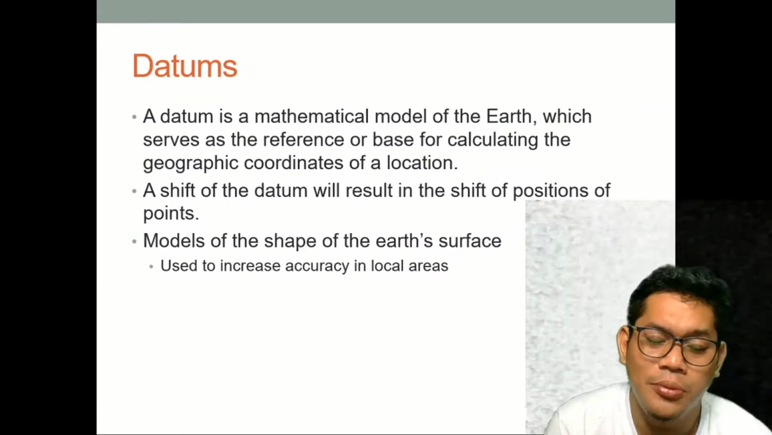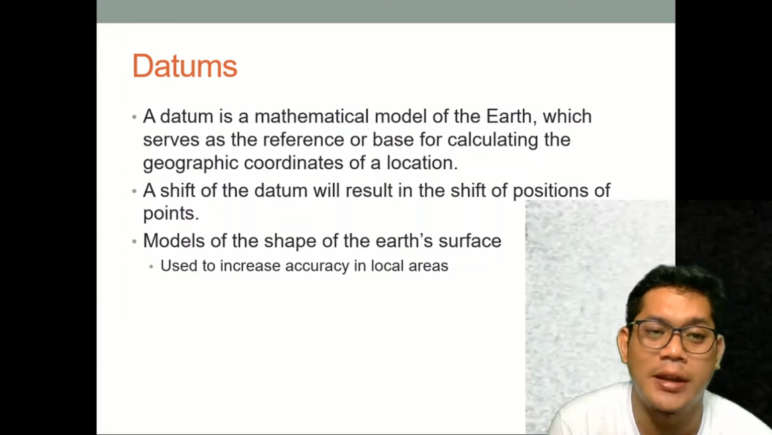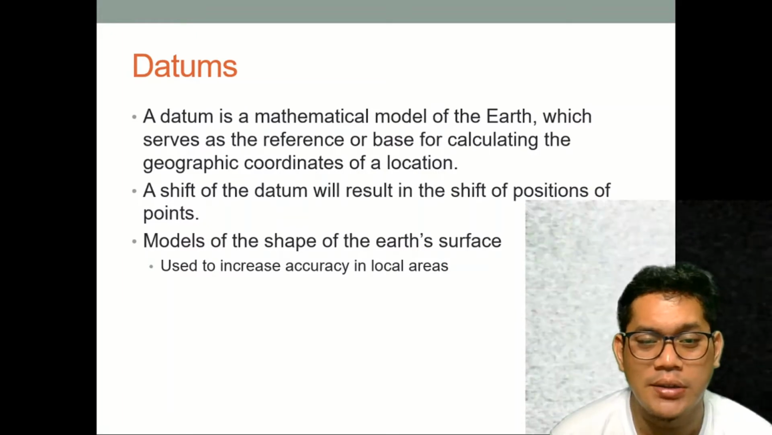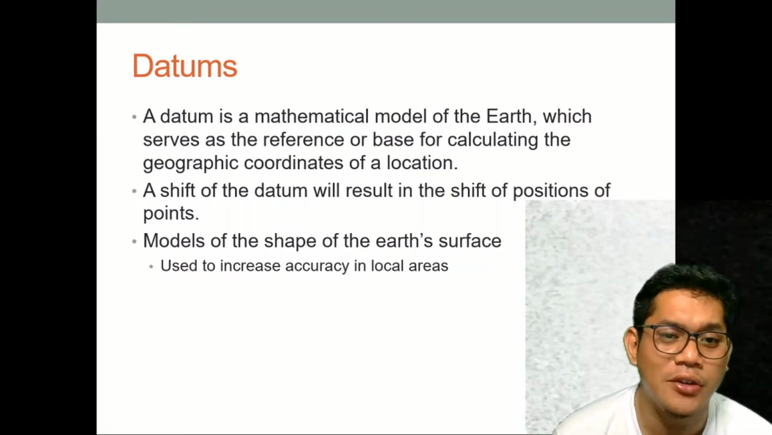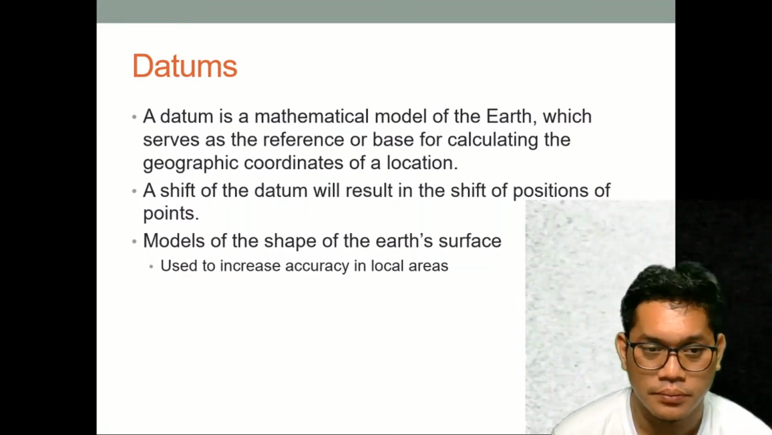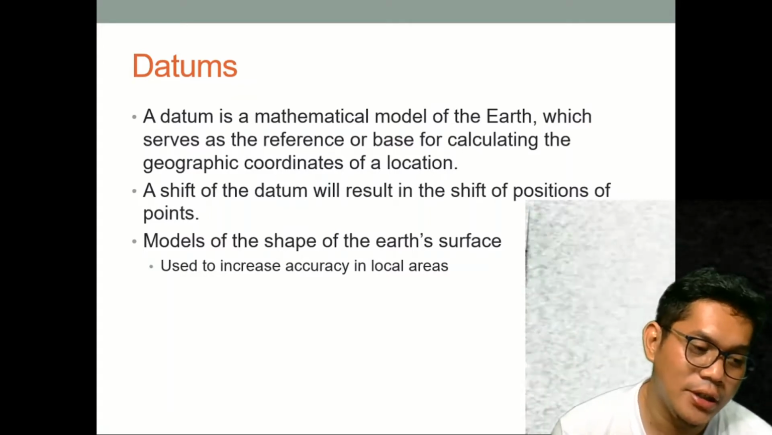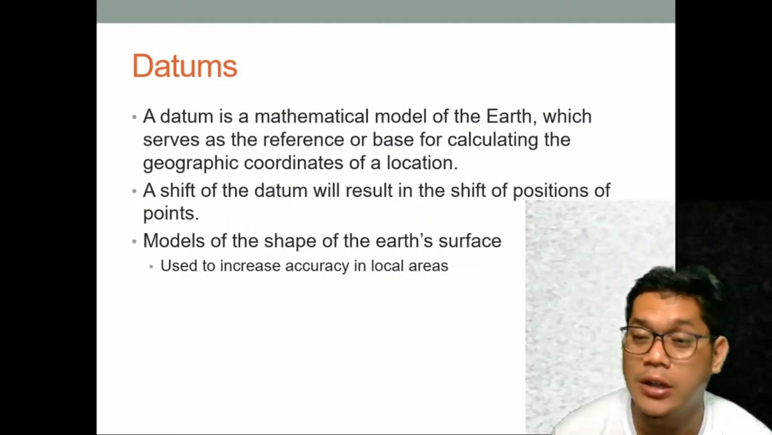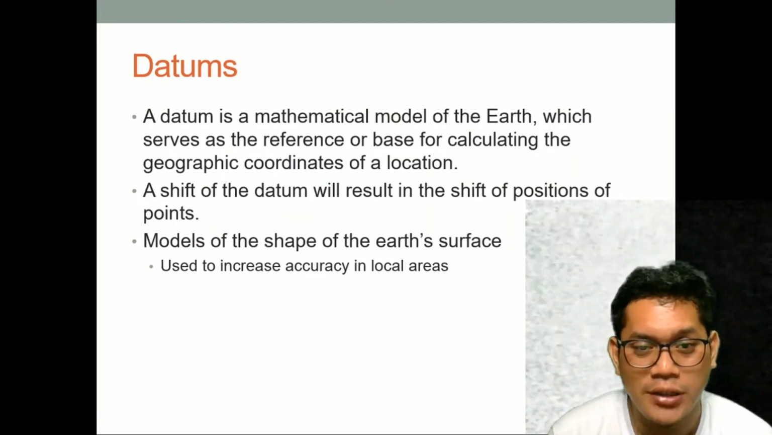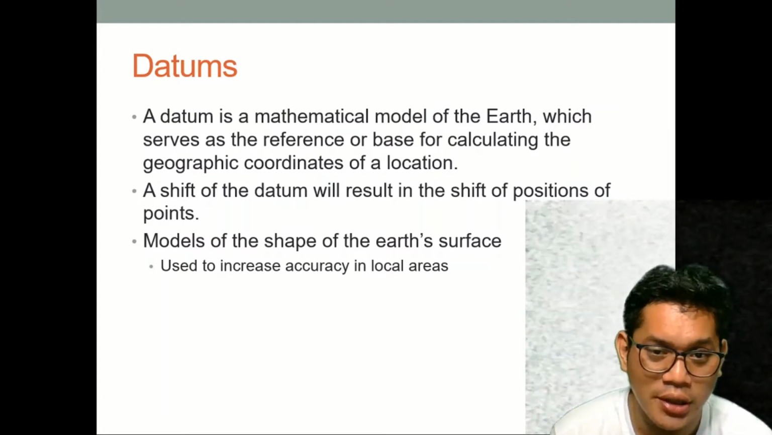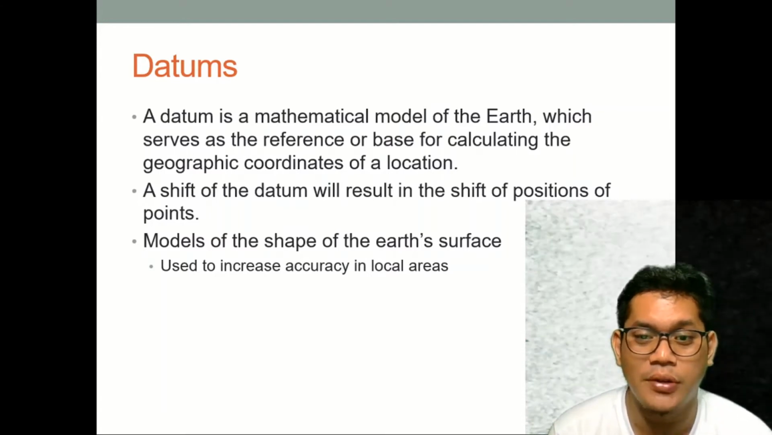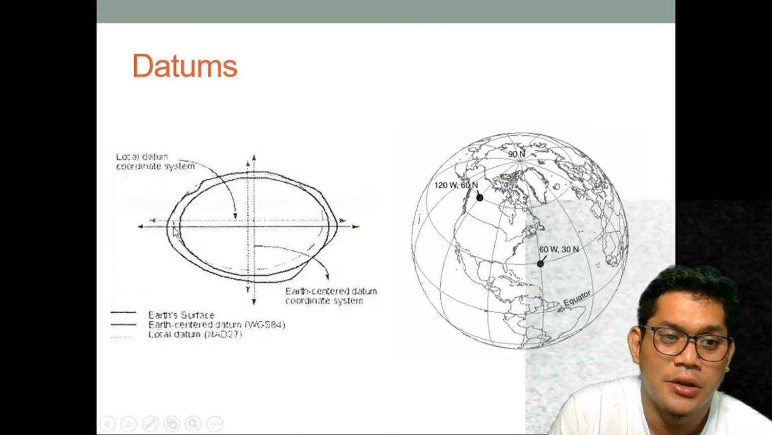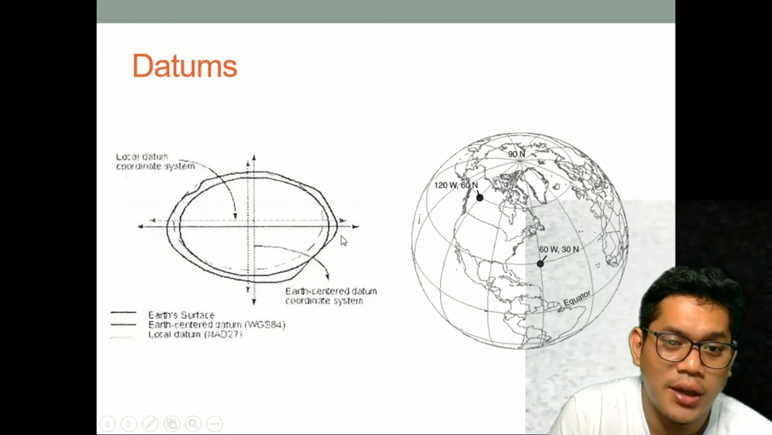And to best represent the real world is through datums. A datum is a mathematical model of the Earth, which serves as the reference or base to calculate the geographic coordinates of a location. So we have a datum to represent the whole world, and also a datum to represent a local area. A shift in the datum will result in a shift of the positions, and this models the shape of the Earth's surface, used to increase the accuracy for the local area.